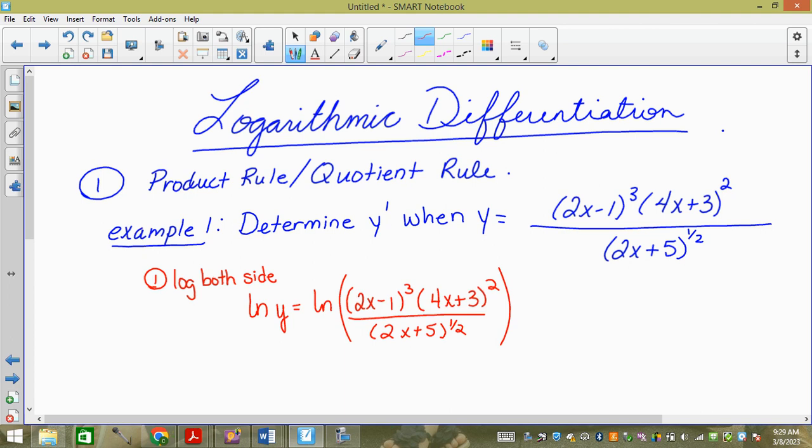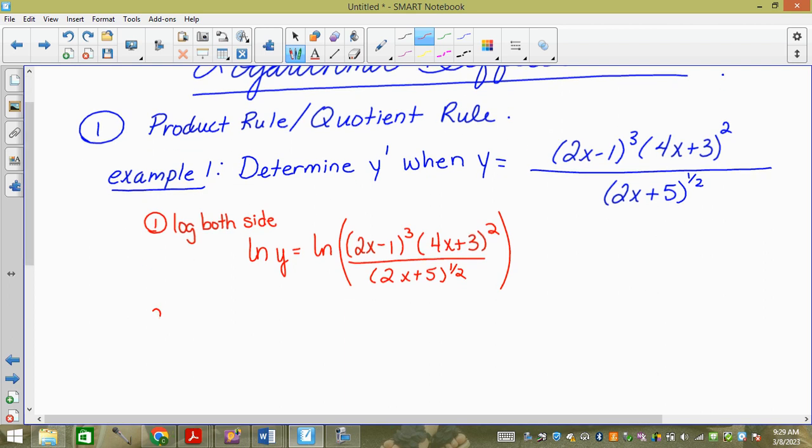Okay. So we log both sides. So in this case, it would be ln. Now step 2, we use log rules. Which log rules do we use? Product? Quotient.